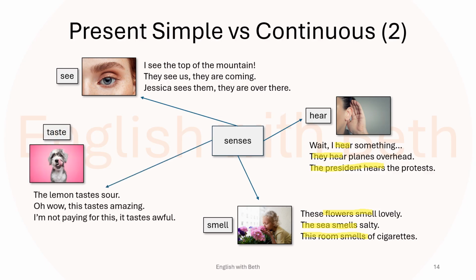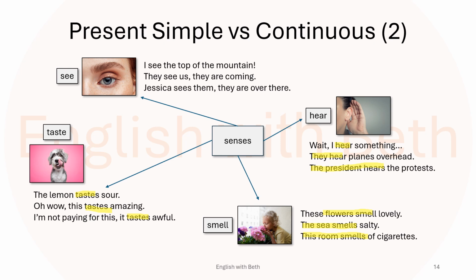And to taste. The lemon tastes sour. Oh wow, this tastes amazing. I'm not paying for this, it tastes awful. Again, we've used present simple tense. The lemon tastes, this tastes, and it tastes.